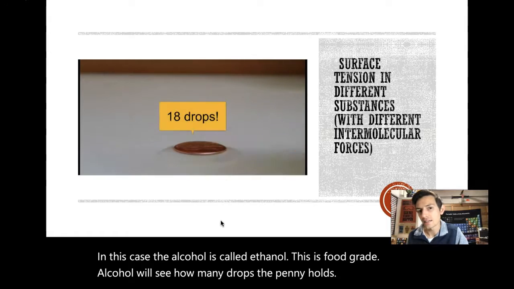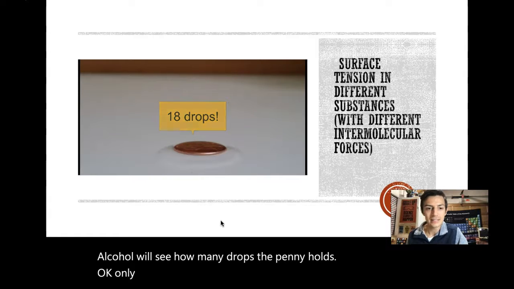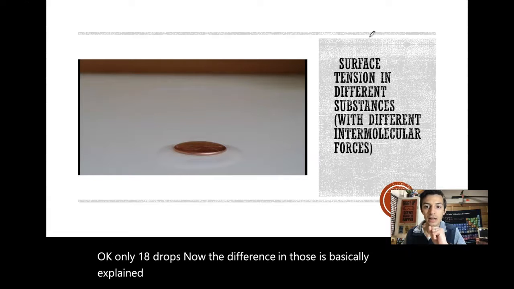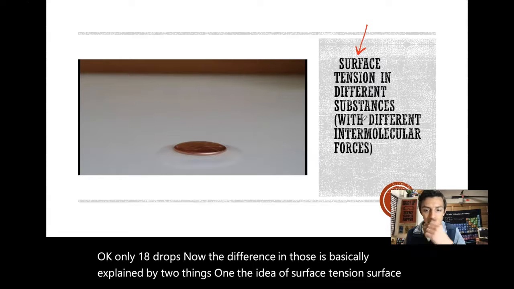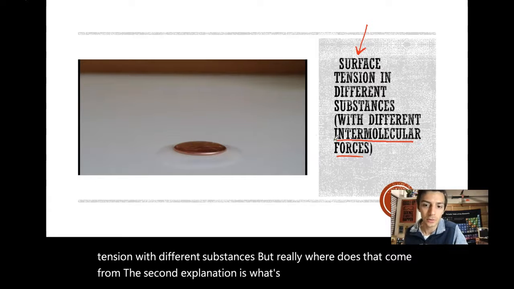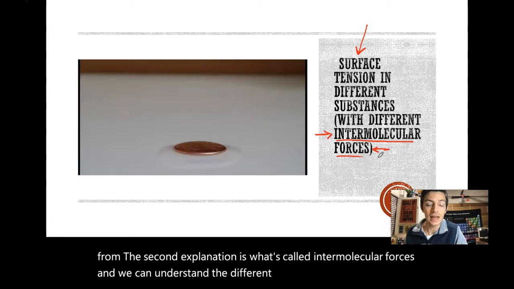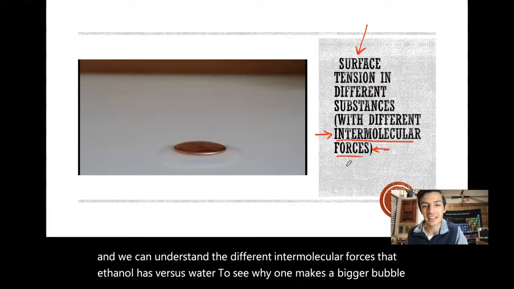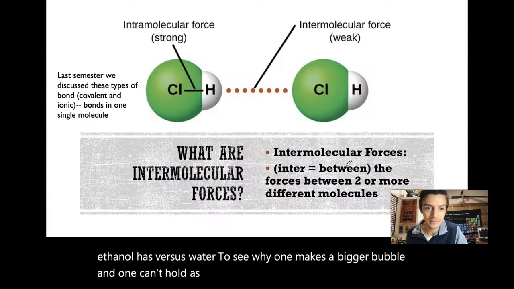Okay, only 18 drops. Now, the difference in those is explained by two things. One, the idea of surface tension with different substances, but where does that come from? The second explanation is what's called intermolecular forces, and we can understand the different intermolecular forces that ethanol has versus water to see why one makes a bigger bubble and one can't hold as many drops.